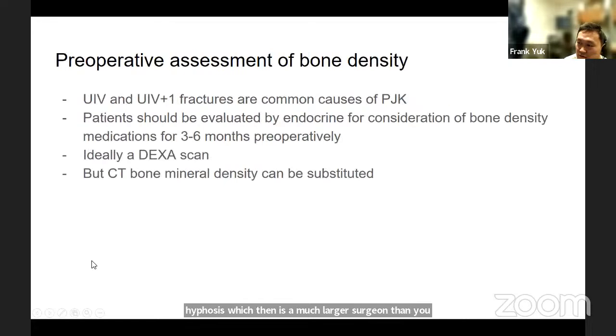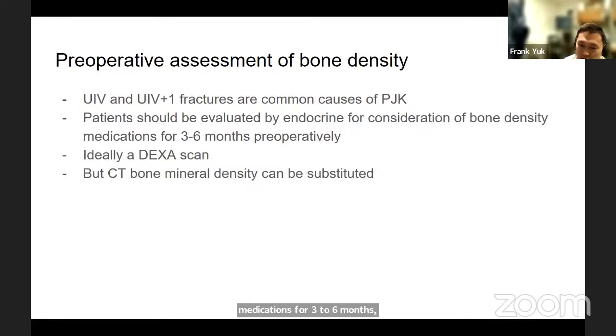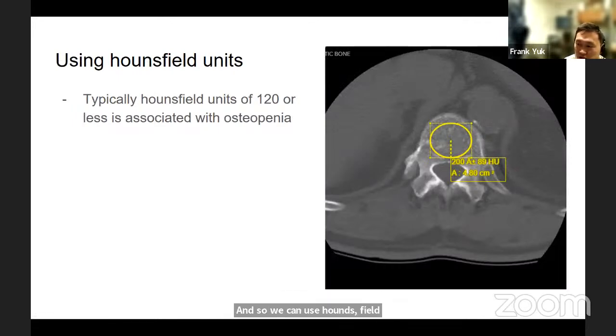And preoperative assessment of bone density is also very important for anyone undergoing adult deformity. UIV and UIV +1 fracture are one of the most common causes of PJK. So these patients should be evaluated by endocrinology for consideration of bone density medications for 3 to 6 months preoperatively. Ideally, you would have a DEXA scan, but recently there's been some data on using CT bone mineral density to substitute instead of getting a DEXA scan, which is often difficult to do, even as an outpatient. And so we can use Hounsfield units measured just off a CAT scan.